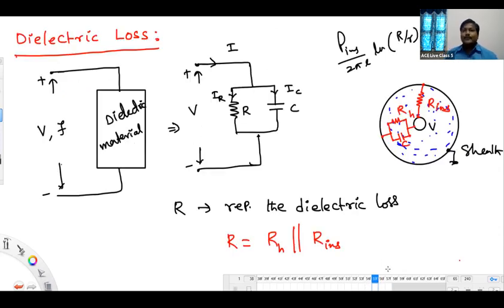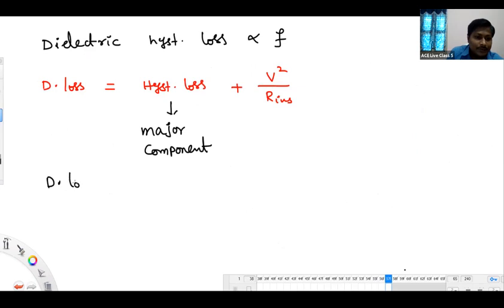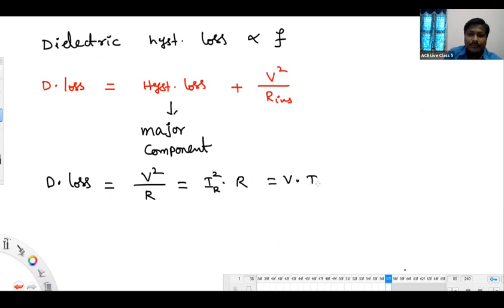Let's move ahead. Now, from the circuit, what's the formula for dielectric loss? V square by R, or V into IR, or IR square into R. Dielectric loss formula from the circuit: V square by R, IR square into R, or else you can write it as V into IR.